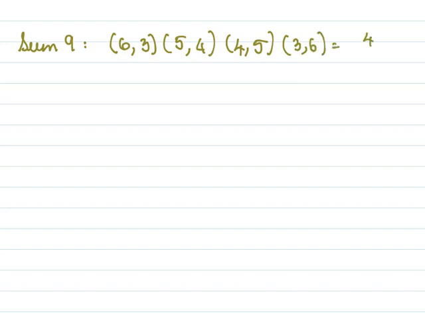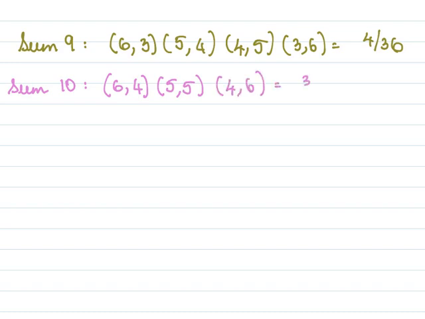Next is to get sum 9. Now sum 9, the possibilities could be 6, 3, then 5, 4, 4, 5, and 3, 6, and this would be 4 out of 36. Next is to get sum 10. So to get sum 10, it could be 6, 4, or 5, 5, and 4, 6. That will be 3 out of 36.